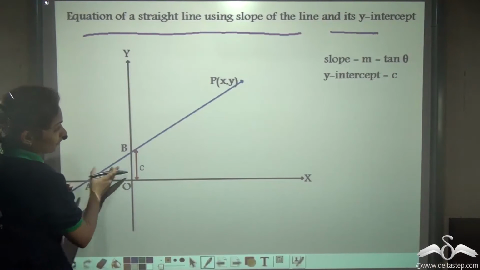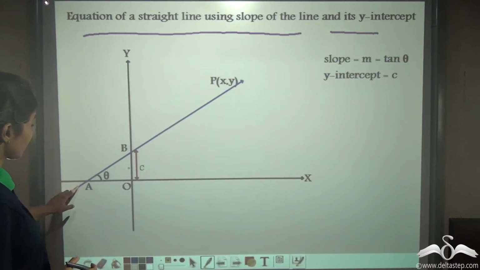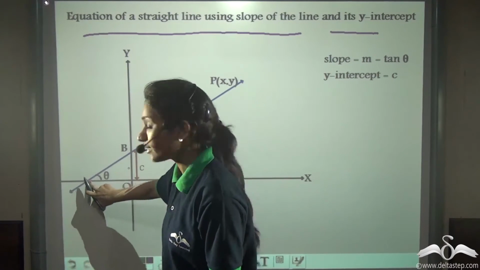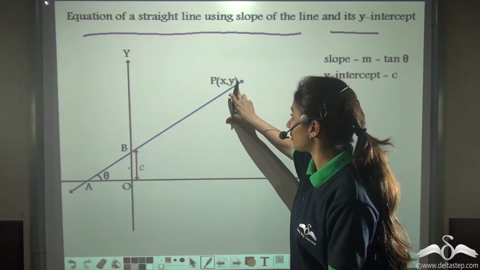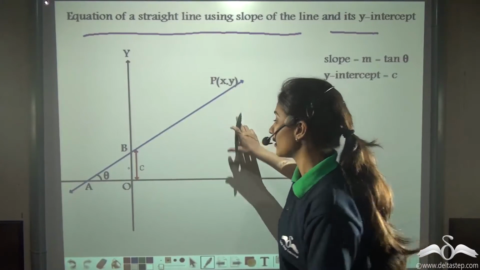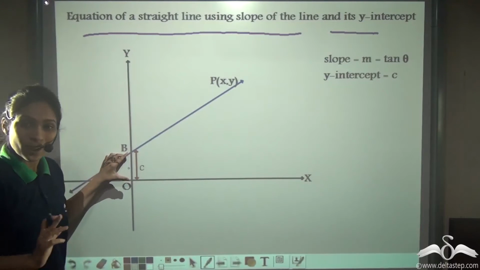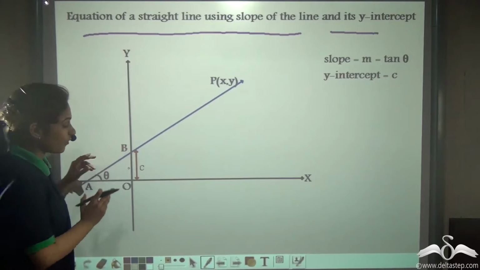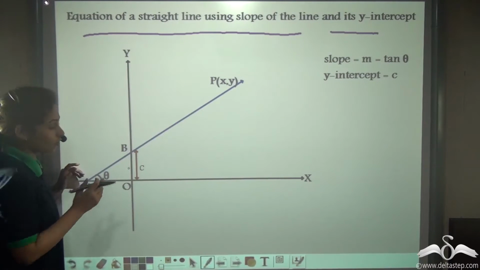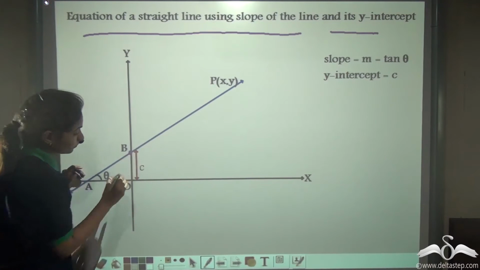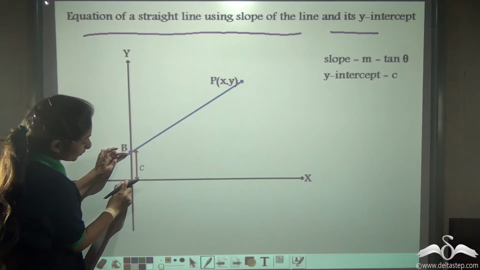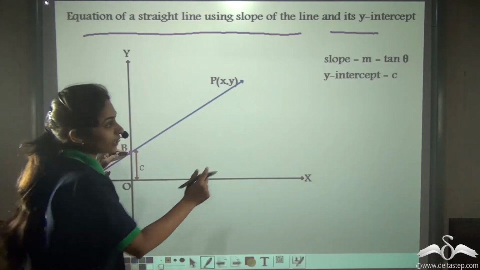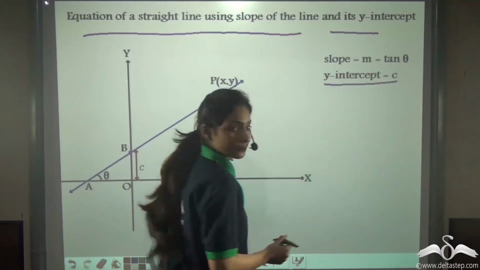So here you can see we have given you a line, right? This line is named as A. Here it is cutting the x-axis at A, and here this point is P, x comma y, right? Now you know what is y-intercept? Y-intercept means the point on the y-axis where this line intercepts or cuts it. So this is the point. Now the distance from the origin to this point, we have named it as C. So say that the y-intercept is C.